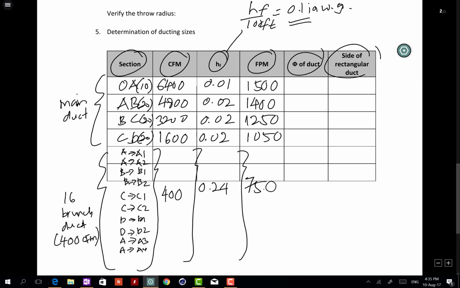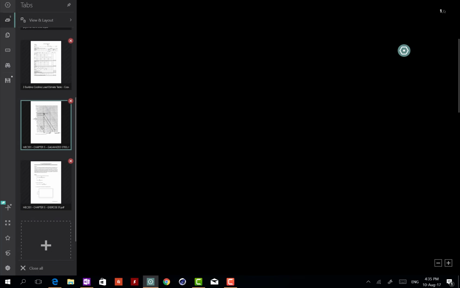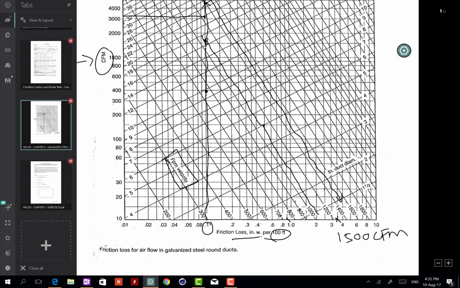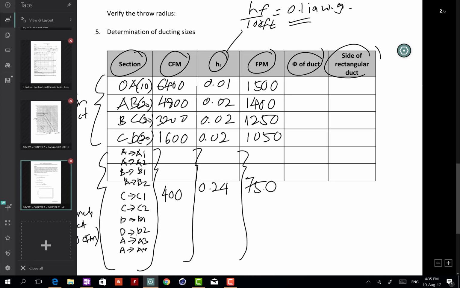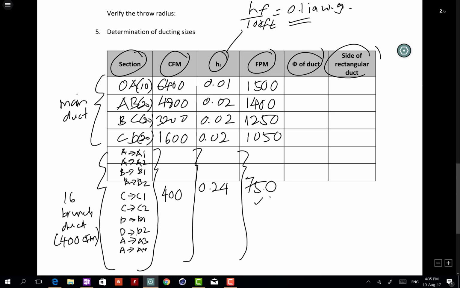Right, after we plot all of the values on the chart, we put the values into the table here. We got 1500, 1400, 1250, 1050, and for the branch ducting, because all of the ducting have the same CFM, it should have the same velocity, which is 750 FPM.